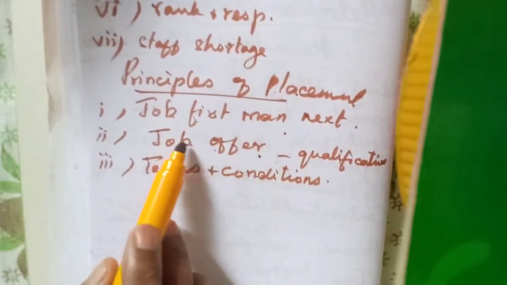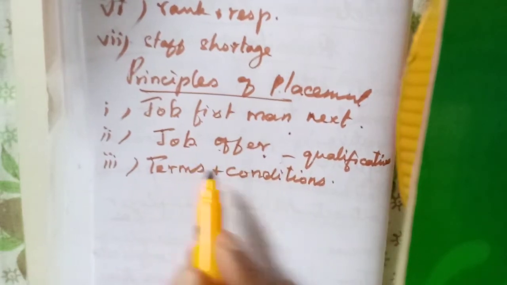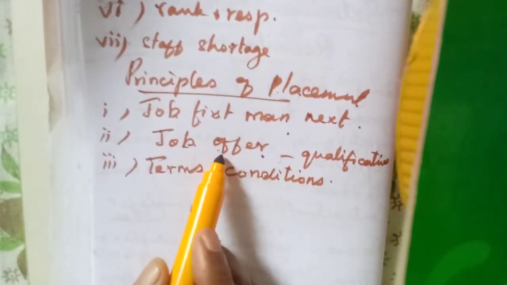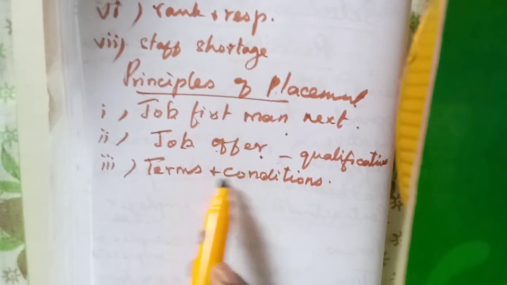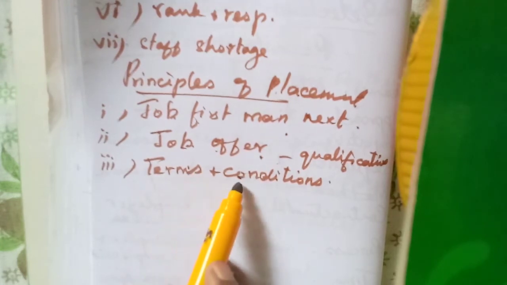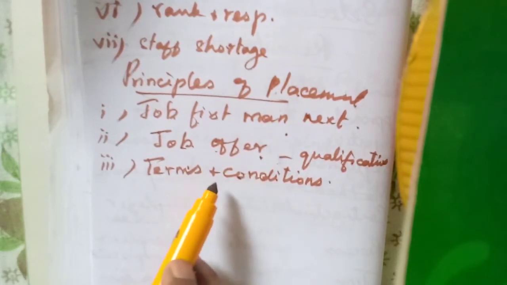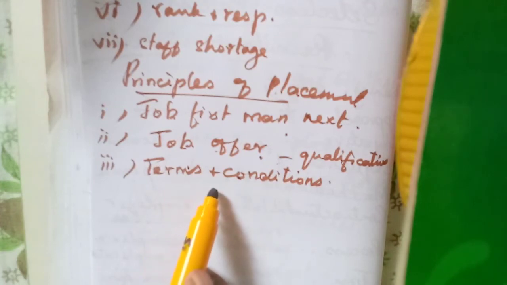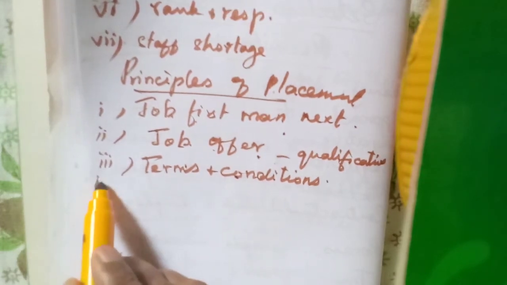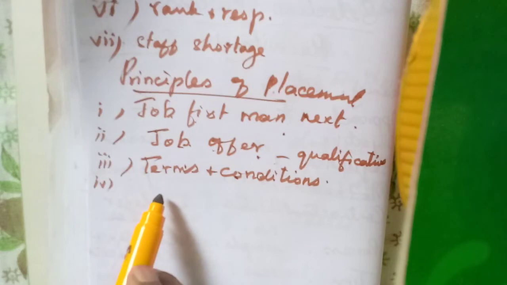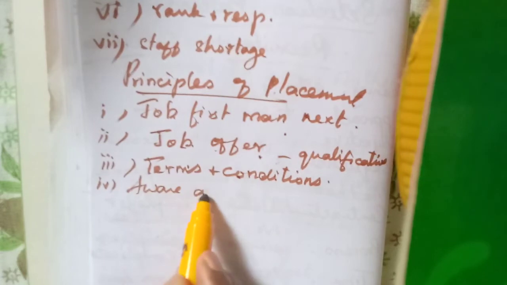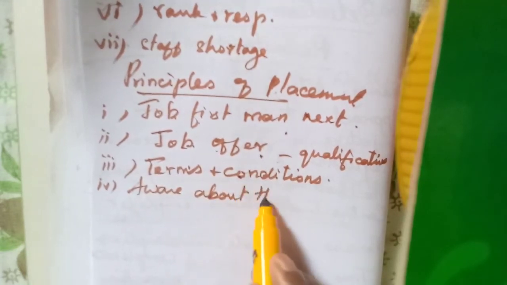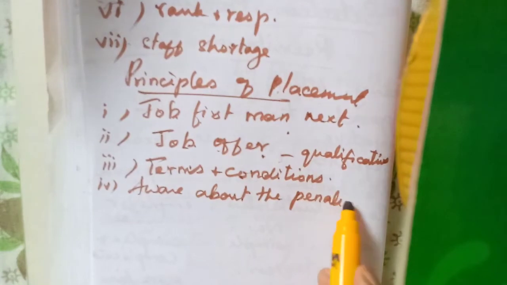Then once they have been appointed as per their qualification, all those who have been placed in the particular job must be made known the terms and conditions, the rules and regulations that are followed in the organization. All the things that must be followed must be known to the employees whom they have selected. They must be aware about the penalties. Penalties means fine, isn't it?